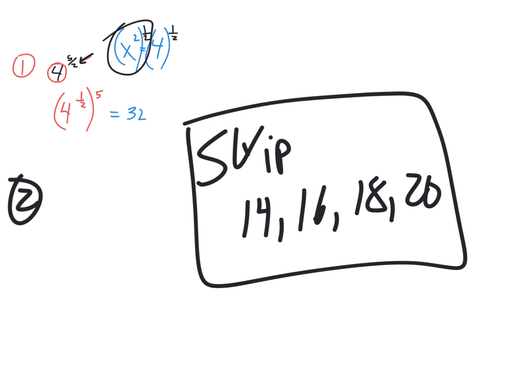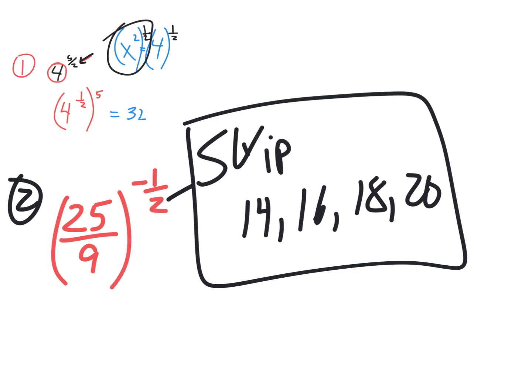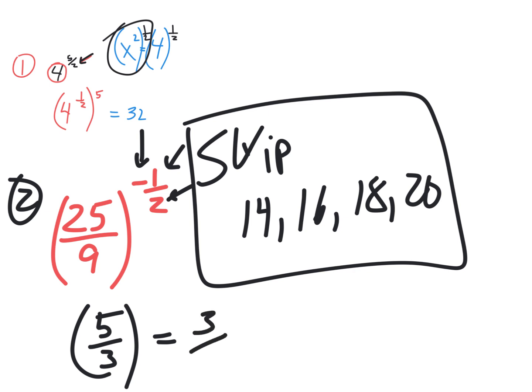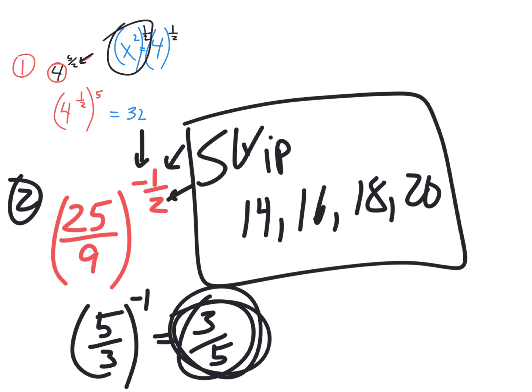Number 2, would you please read me number 2? I'm sure you're already done with it, but... 25 over 9 to the negative 1/2 power. All right. I know that that means square root. So I'm going to square root both of them. 5 over 3. Am I done? No, I put it to the 1 power. Well, that's still 5 over 3. But then you do the negative. And did you say 3/5? Excellent. The final answer after you apply that negative is you flip it over and you get 3/5.